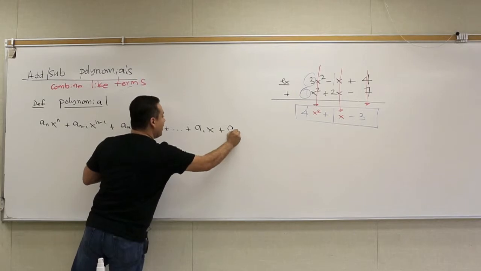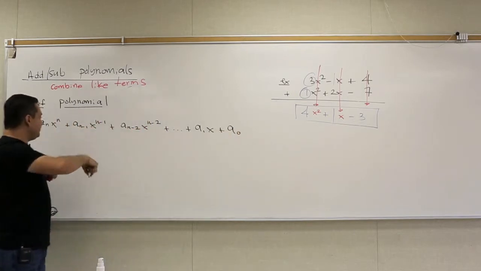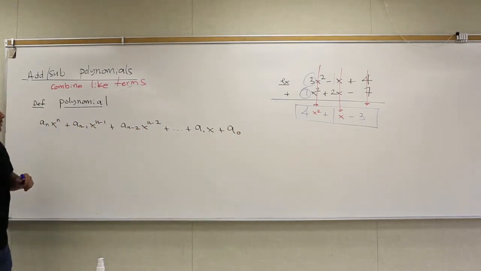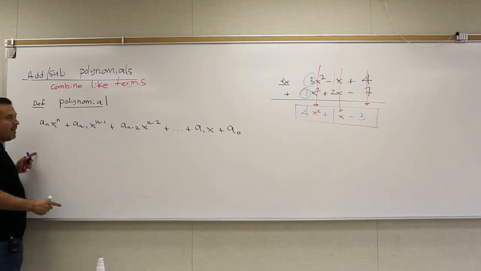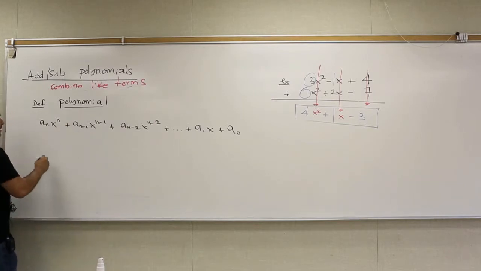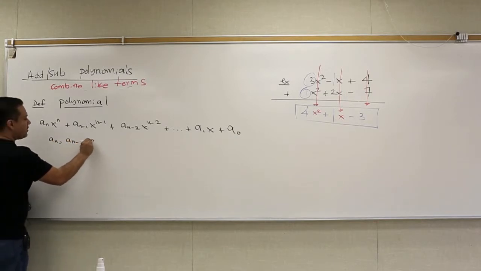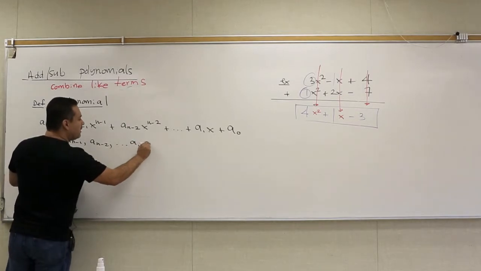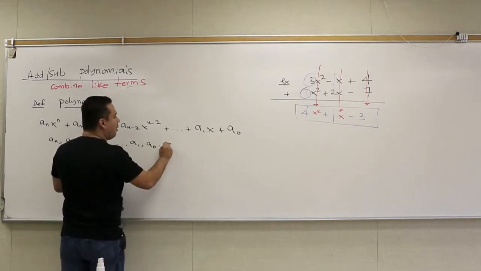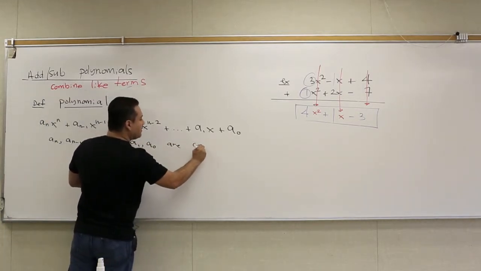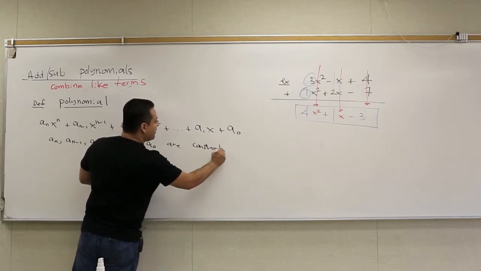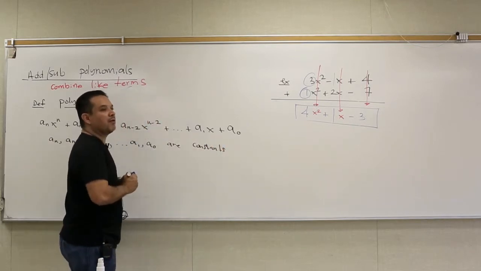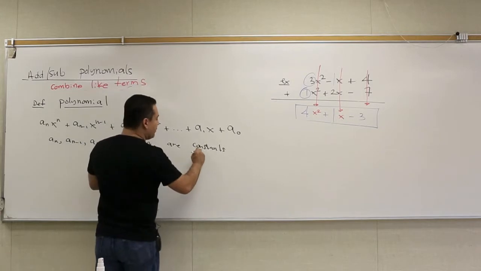a1x plus a0. Okay? Now, you see all these subscripts with an n and this an. I'm going to tell you guys that an and an minus 1, an minus 2, all the way down to a1 and a0, these are called constants. Constants is a fancy way of just saying numbers. So they're numbers.